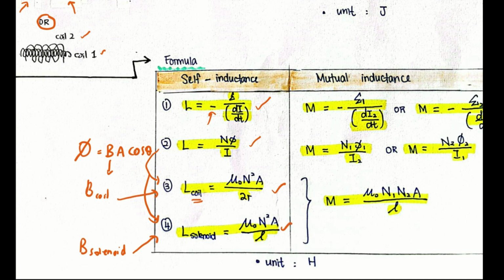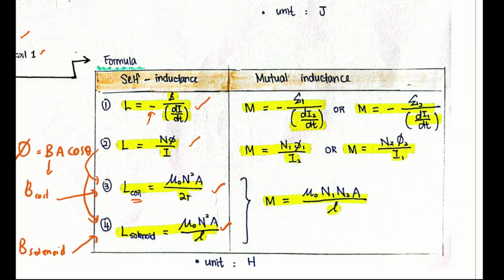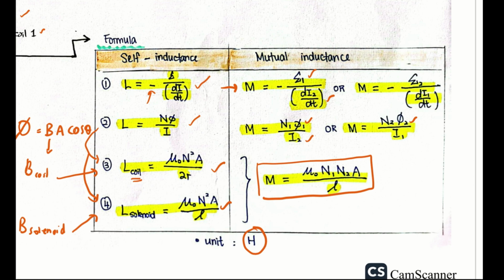For the mutual inductance, the pattern of the equation is just about the same as the self-inductance, as you can see from the screen here. This is the basic equation: we have EMF, we have di per dt, and we have n2 phi 2 over I1. But for the mutual inductance, we only have one derived equation, mu naught n1 n2 A over L. And the unit for both self and mutual inductance is Henry.